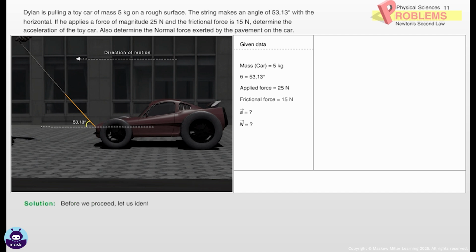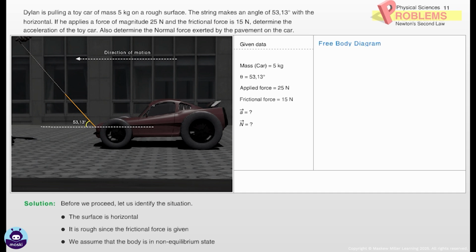Solution. Before we proceed, let us identify the situation. The surface is horizontal. It is rough since the frictional force is given. We assume that the body is in a non-equilibrium state. Let us find the forces acting on the car and draw its free body diagram.